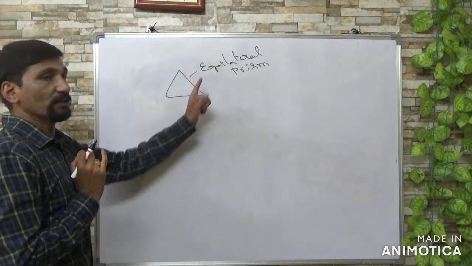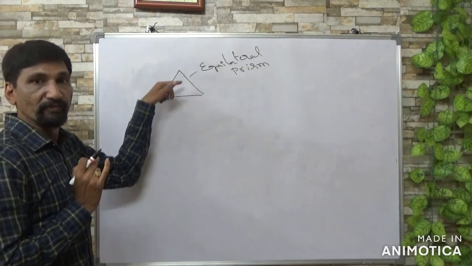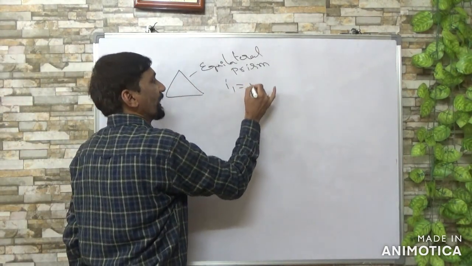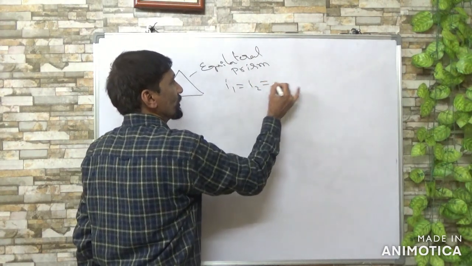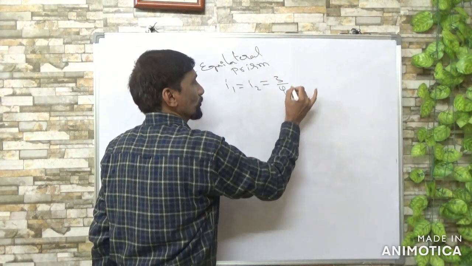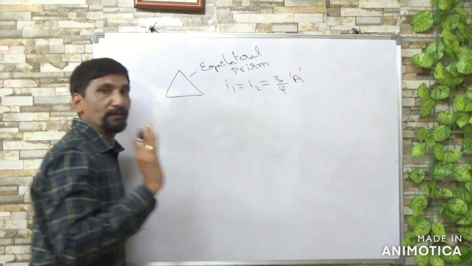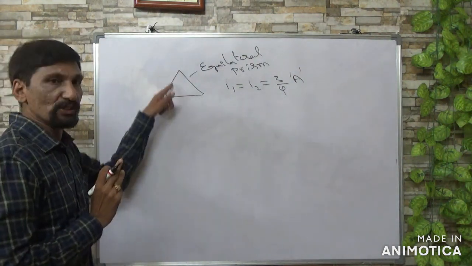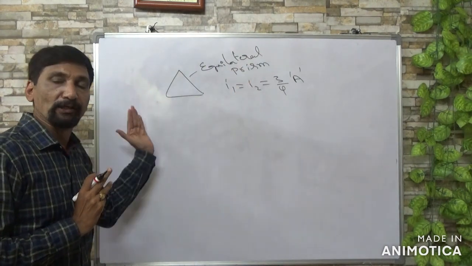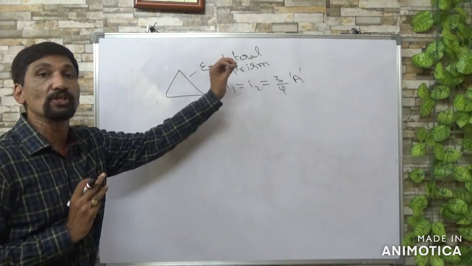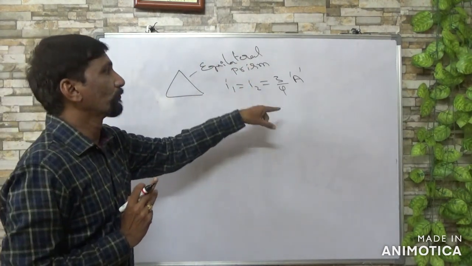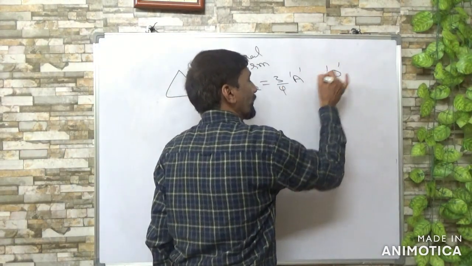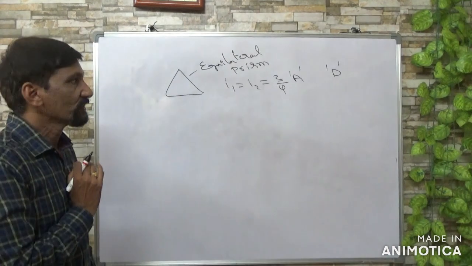Okay, so one problem is you have given an equilateral prism, and the angle of incidence and angle of emergence each are equal to 3/4 of the angle of prism. So what is your question? There is one equilateral prism, angle of incidence and angle of emergence each equal to 3/4 of the angle of prism. Then what is the deviation? So what is the value of the angle of deviation?